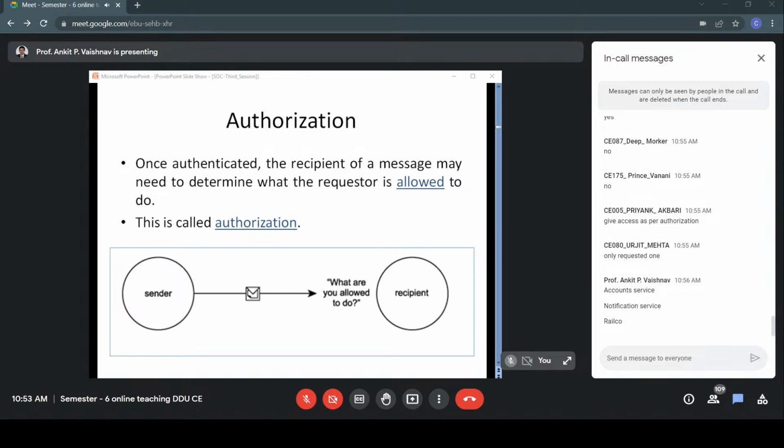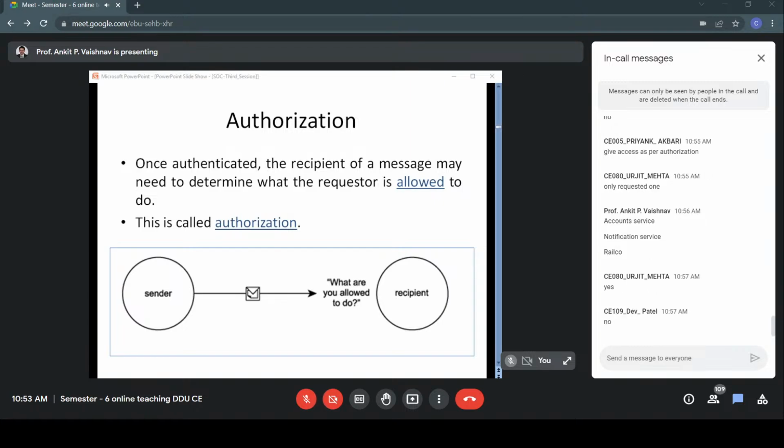So does the sender require to perform authentication and authorization again? What do you think? Think in terms of SOA.